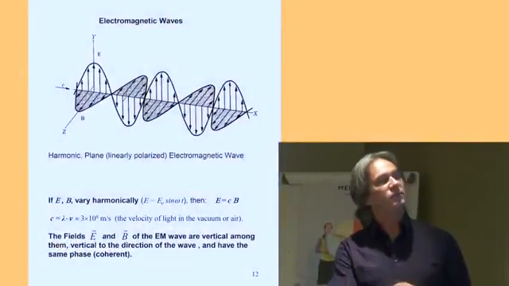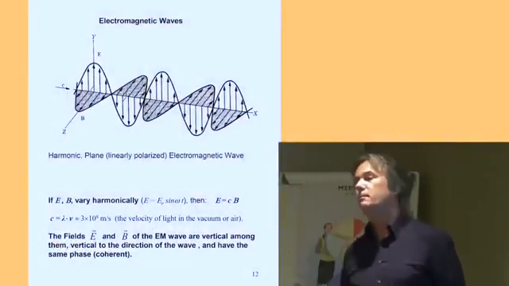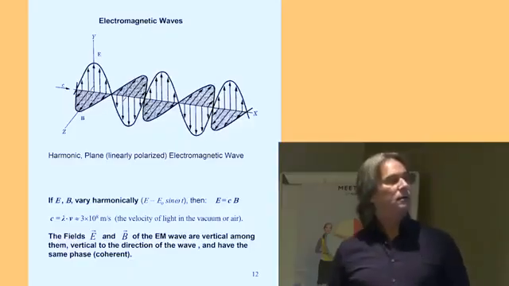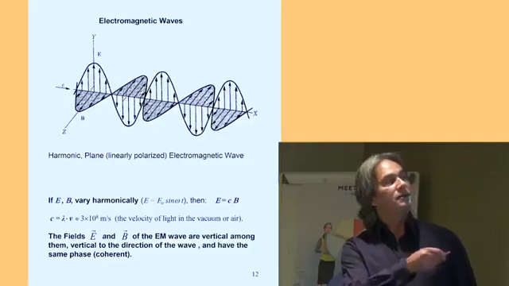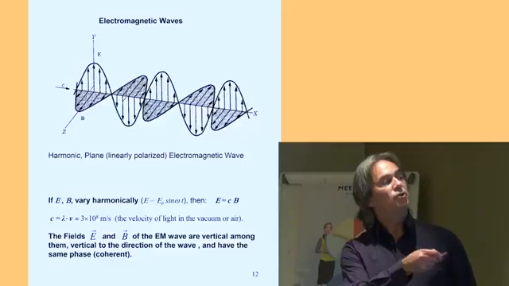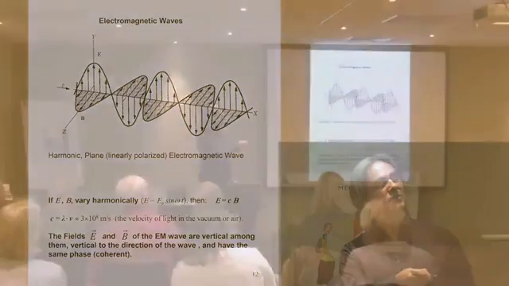This is the simplest form of an electromagnetic wave. It's called plane harmonic wave. The electric and the magnetic components are mutually vertical, and they are also vertical to the direction of the wave.